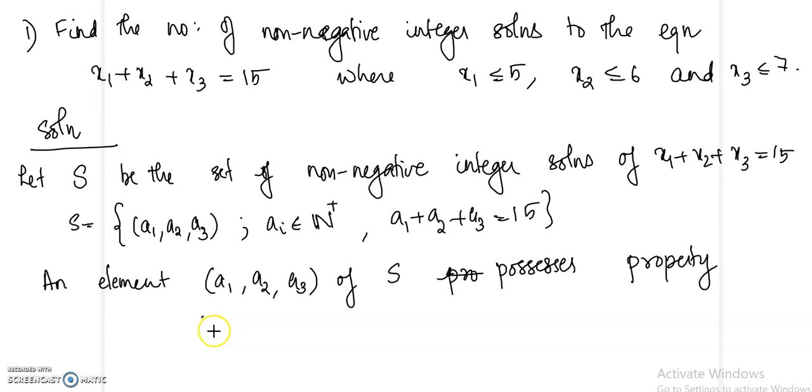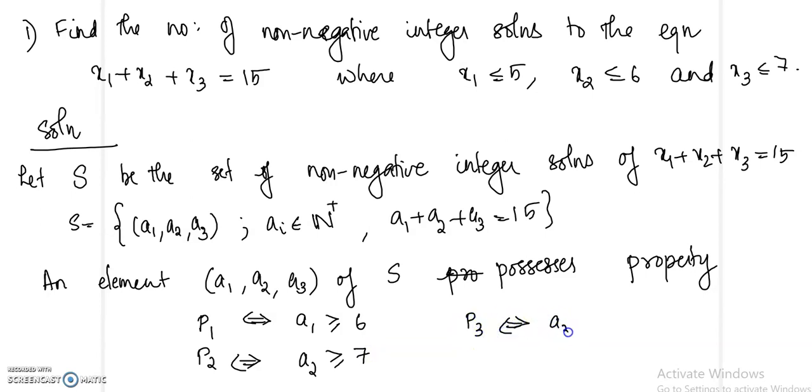So an element (a1, a2, a3) of S possesses the property. Let me define the first property to be P1. It possesses the property P1 if and only if a1 is greater than or equal to 6, and P2 if and only if a2 is greater than or equal to 7, and P3 if and only if a3 must be greater than or equal to 8.